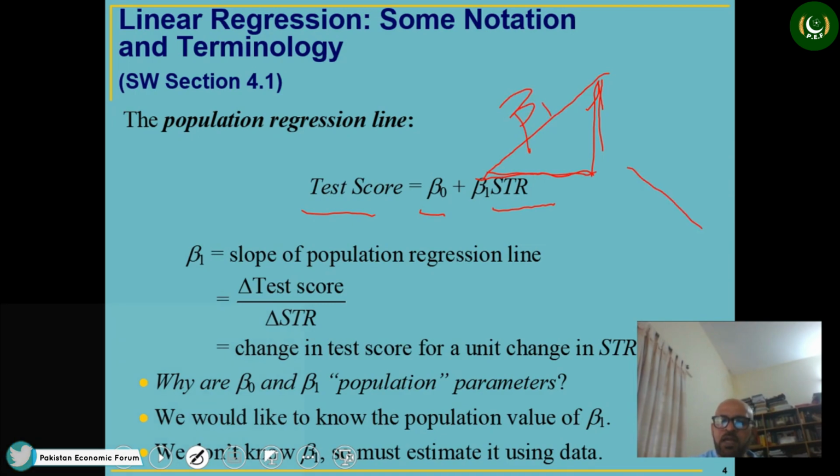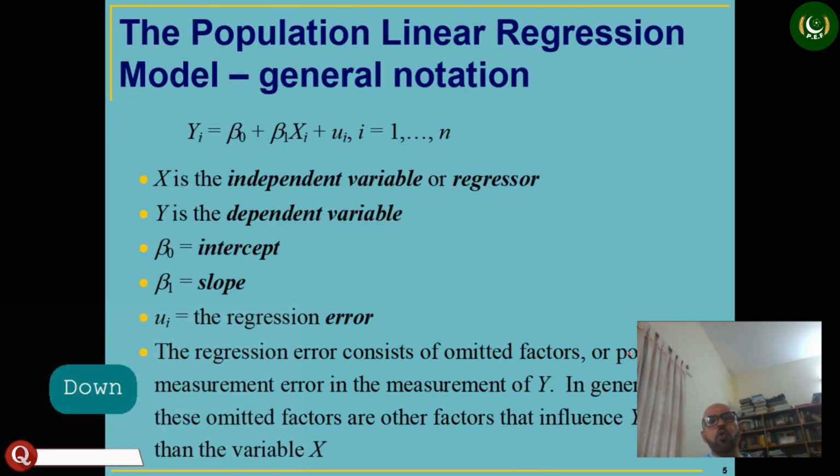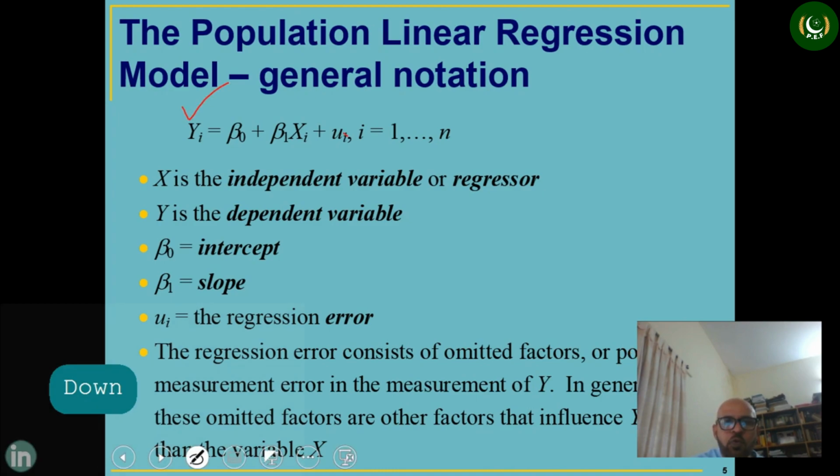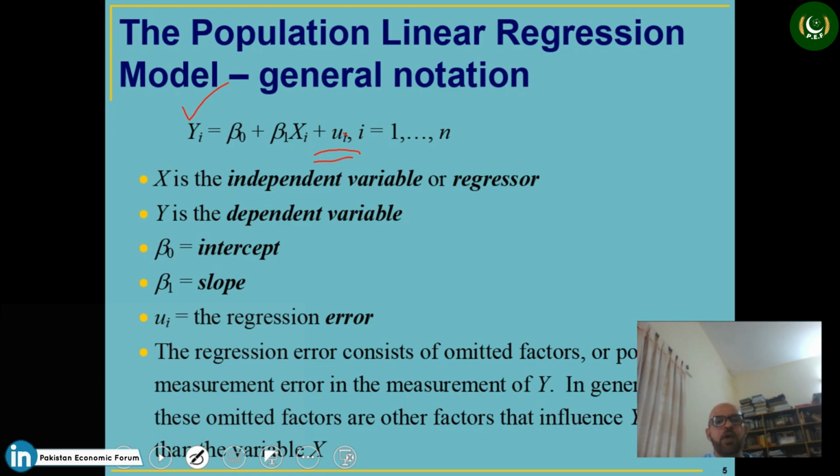If it is negative, it will be like this. So beta 1 basically measures the impact of class size on test score. We don't know beta 1. We need to estimate this beta 1. And we know that there are many other factors which influence this Yi, test score. Those factors' effect is in ui.